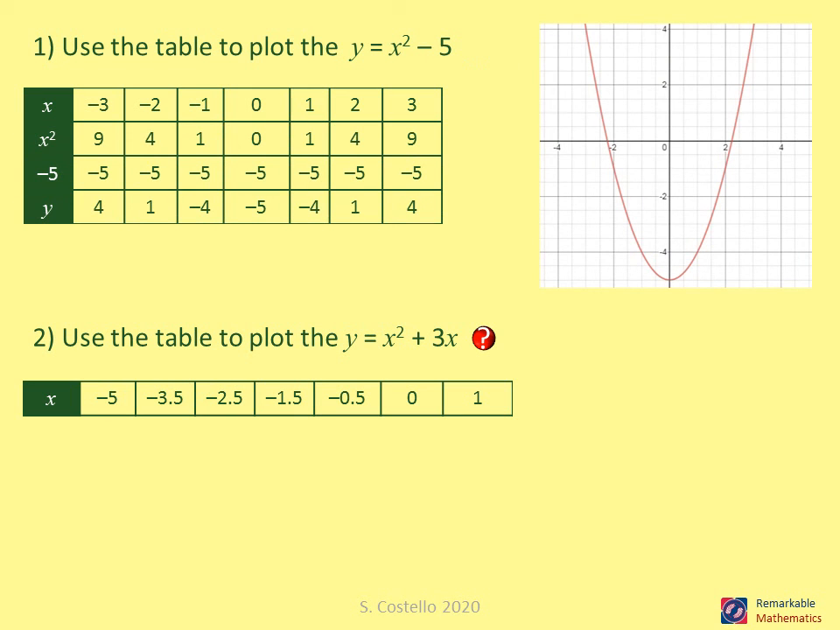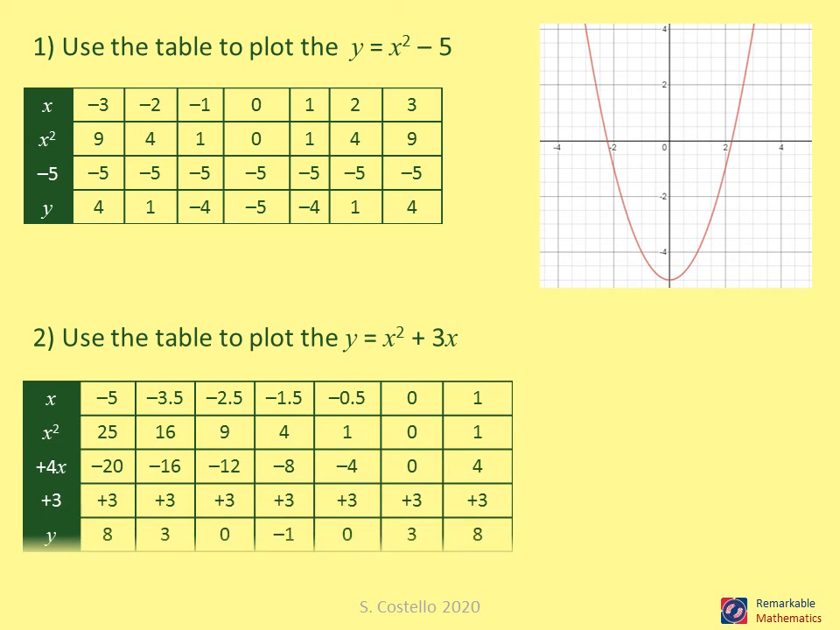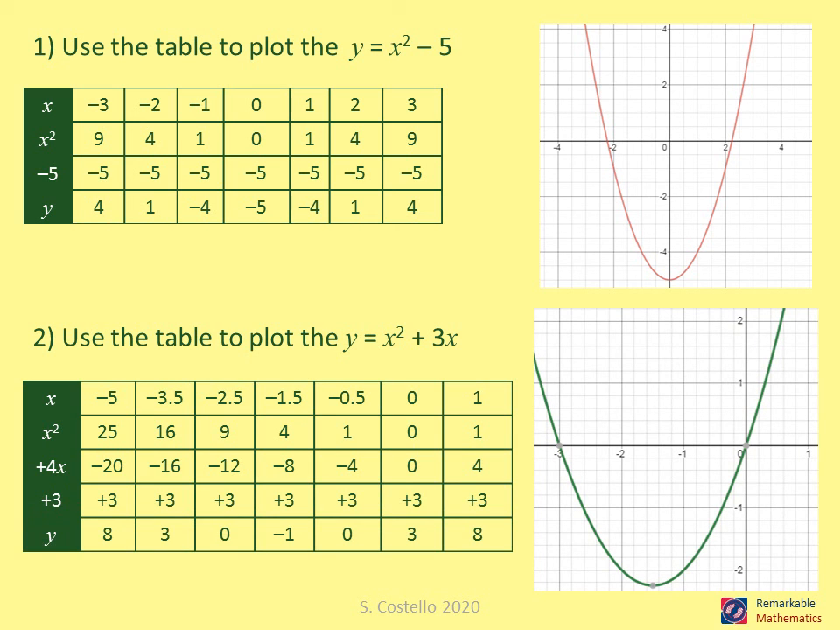So there's the table of values, and there's the graph. And again, what we're looking for here is the shape. Is it the same shape? Is it in the same sort of area on the axes as this one? And question 2, there's your table of values, and there's the graph.